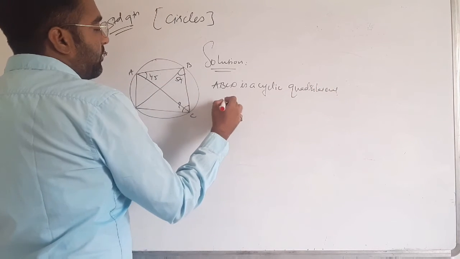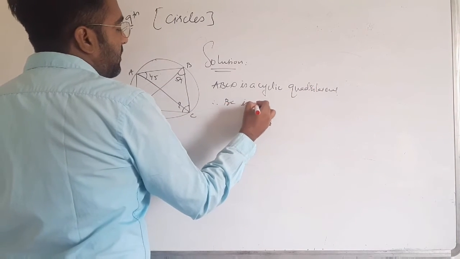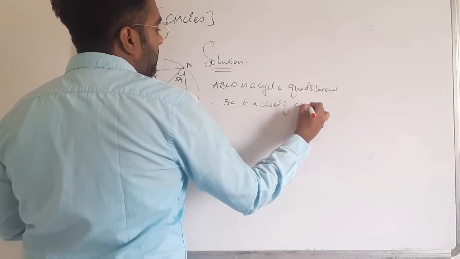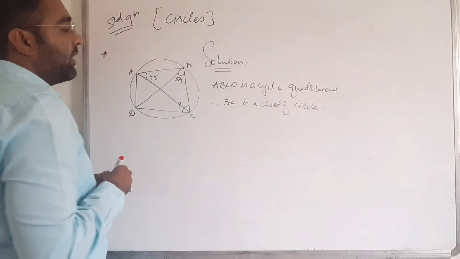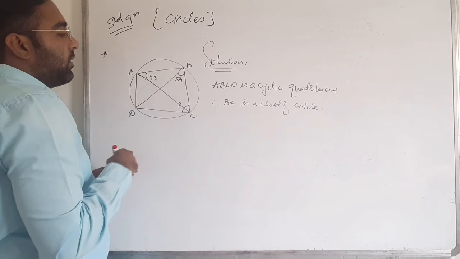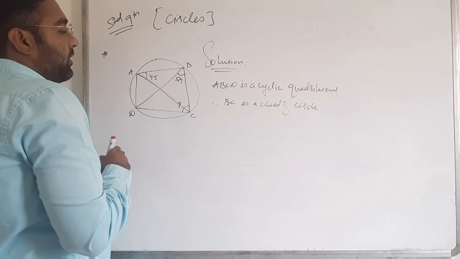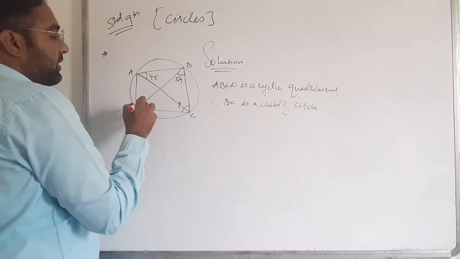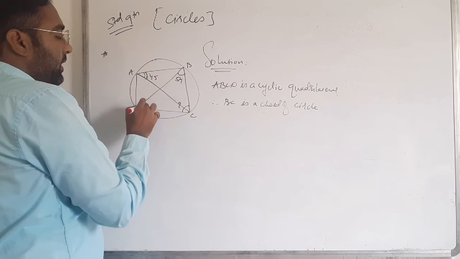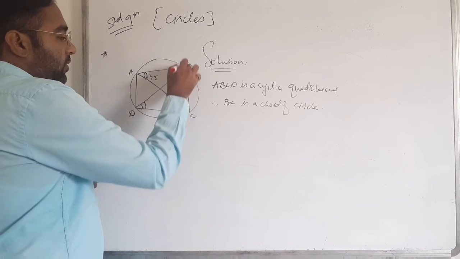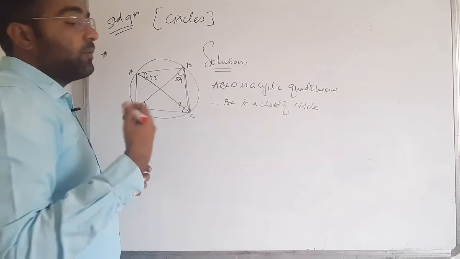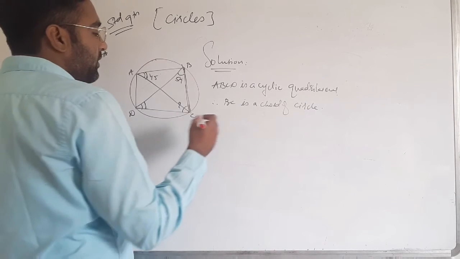So therefore BC is a chord of the circle. We have to take BC as a chord of the circle. At BC there are two angles, BAC and BDC. These two angles are formed on the same chord BC. Clear that? So both of the angles are equal.